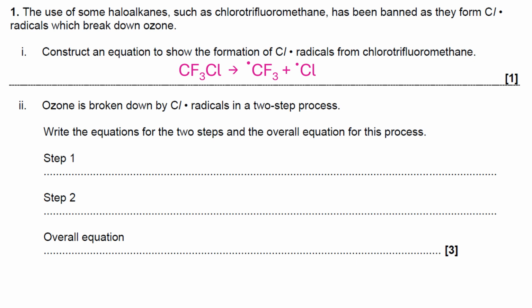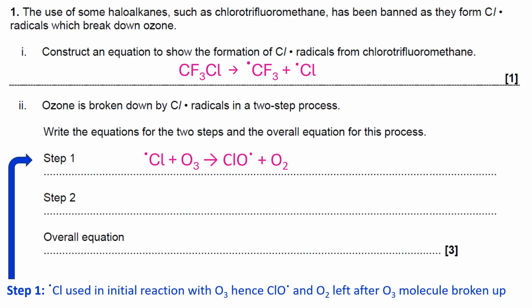And then it says ozone is broken down by chlorine radicals in a two-step process, and they want the equations for the two steps and the overall equation. So I'll take you through the steps and the rationale behind why they're written as they are. So the chlorine radical has to attack or react with an ozone molecule. That leaves O2 behind, and the oxygen that was removed joins with the chlorine radical to make a ClO radical.